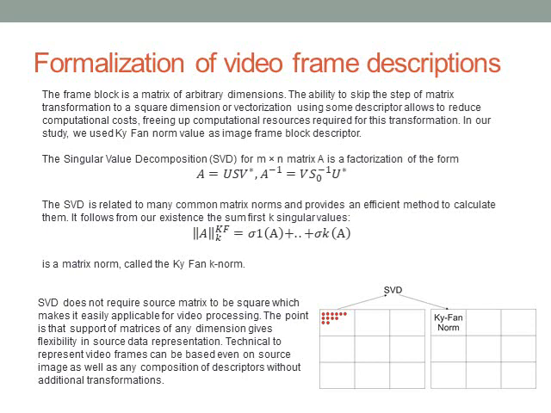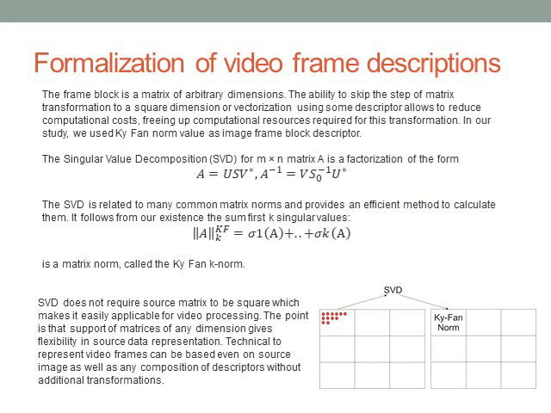The SVD is a powerful and robust mathematical tool, often used in signal and image processing, computer vision, pattern recognition, fragment analysis, and other areas. The SVD transformation result is three matrices. In our study, we used matrix S that includes singular values. The SVD is related to many common matrix norms and provides an efficient method to calculate them. It follows from our expressions that the sum of the first k singular values is a matrix norm called the Ky Fan k-norm.